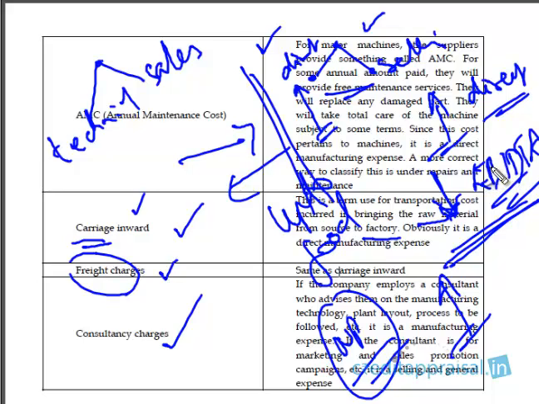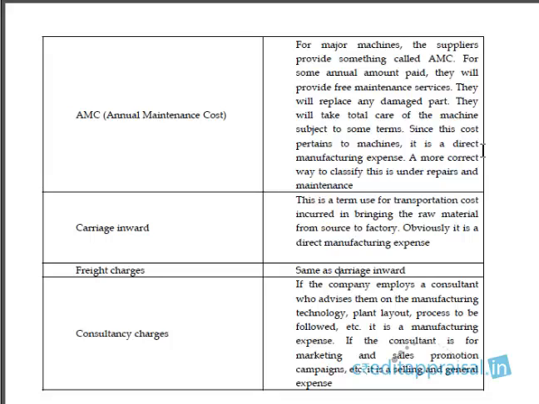Anyway, we'll come to this profit discussion later. The point I'm trying to make is whenever there's a clash, whenever a single item like consultancy or transportation charge or any charge can be classified both as a direct expense and a general expense, please classify it in the direct expense. Consultancy charge can be either a consultant for sales promotion or a technical consultant like plant layout. But since we are not given any information, we can classify it under a direct expense.